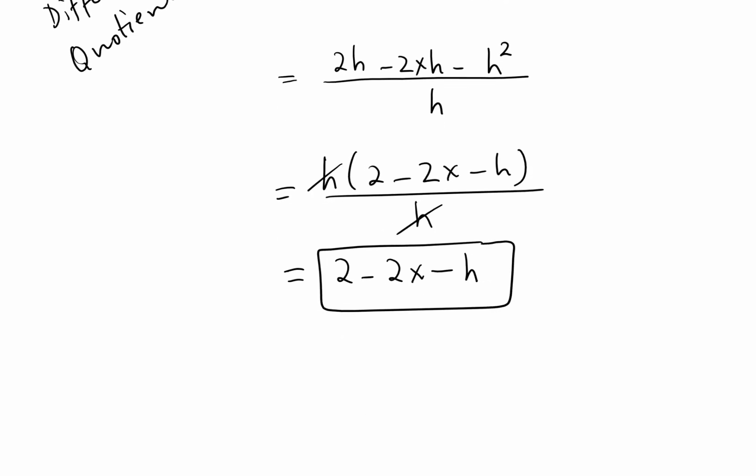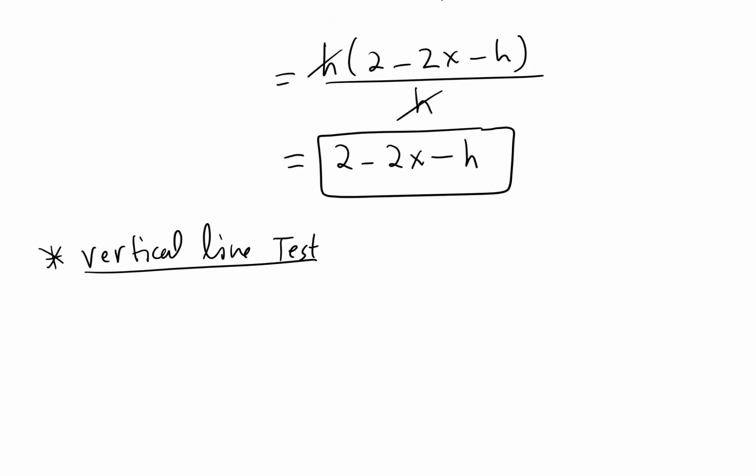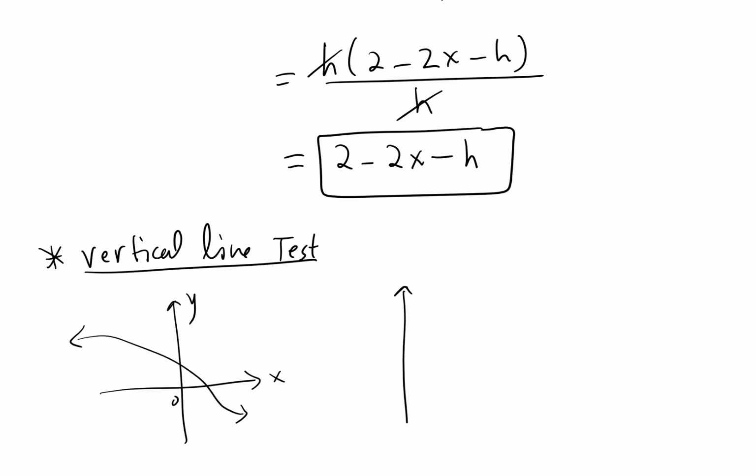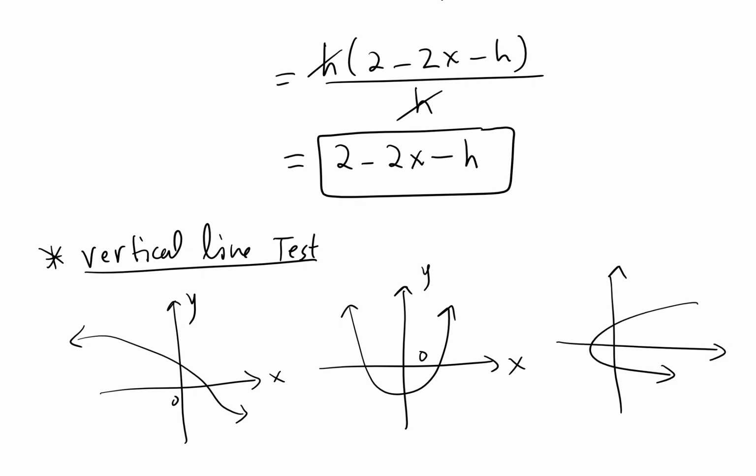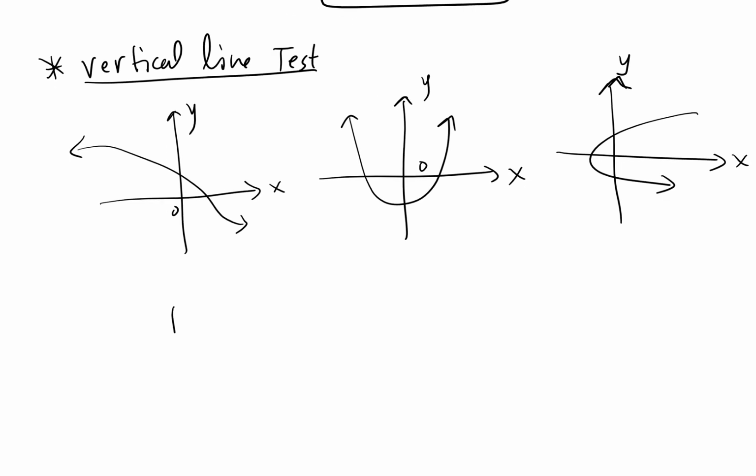Next thing I want to teach you about functions, what we call the vertical line test. The vertical line test is a tool for us to tell if a given graph is a function or not. Does it represent a function or not? So let's say we have something like this. That's just a graph. These are just random graphs. I'm just drawing.